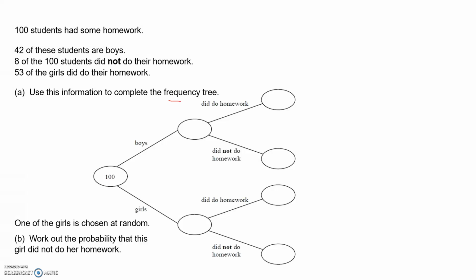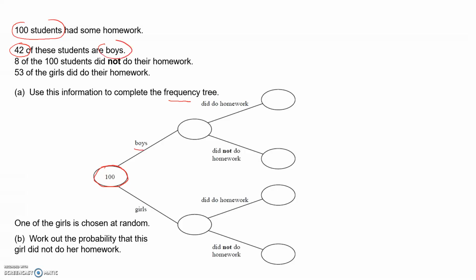So we've got a frequency tree. This is not a probability tree. We're just literally going to show the frequencies, the numbers that occur in each case. So let's look at our information. We've got 100 students had some homework, and it looks like they've filled that in for us already. 100 students. 42 of these students are boys.